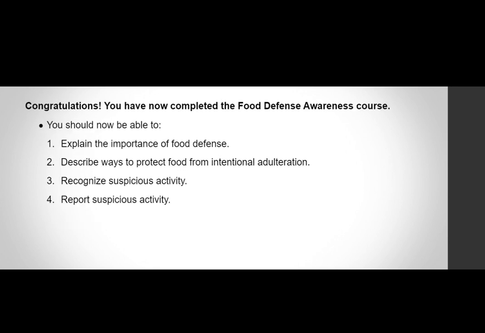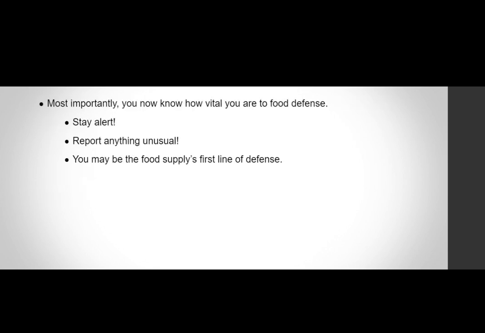Congratulations! You have now completed this course. In this course, you learned to: 1. Explain the importance of food defense. 2. Describe ways to protect food from intentional adulteration. 3. Recognize suspicious activity. 4. Report suspicious activity. Most importantly, you've learned how vital you are in protecting food from acts intended to cause wide-scale public health harm. As the eyes and ears at actionable process steps, your vigilance may be the food supply's first line of defense.